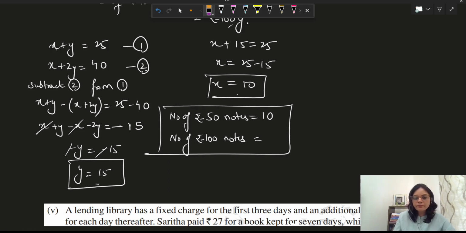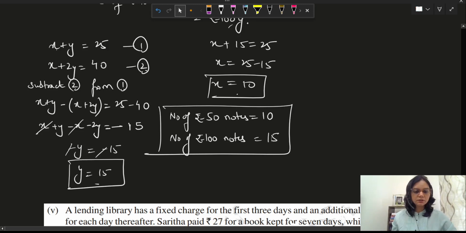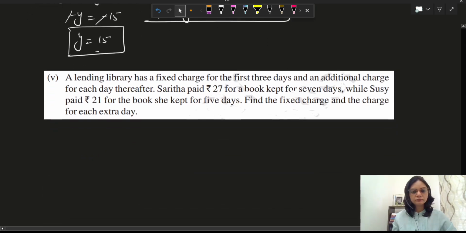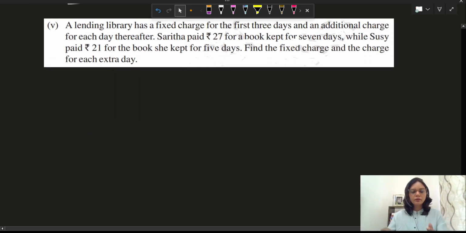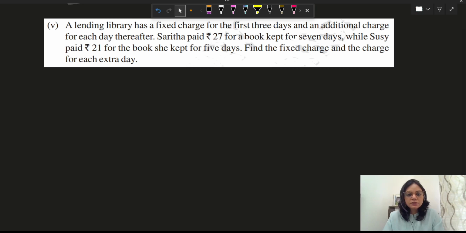Okay, students, I hope this is also clear. Now let's move to the last question of this exercise. A lending library has a fixed charge for first 3 days and an additional charge for each day thereafter. Sarita paid 27 for a book kept for 7 days while Susie paid 21 for the book she kept for 5 days. Find the fixed charge and the charge per each extra day.